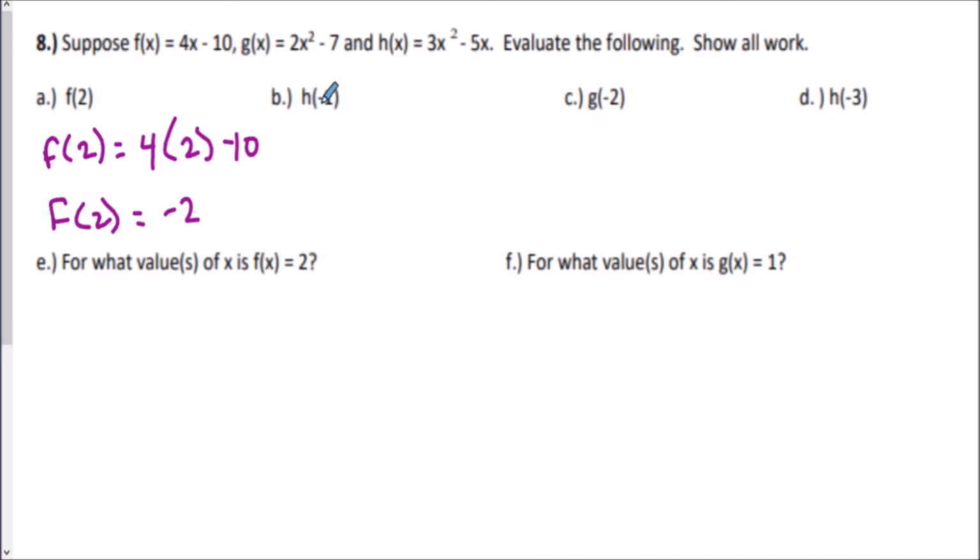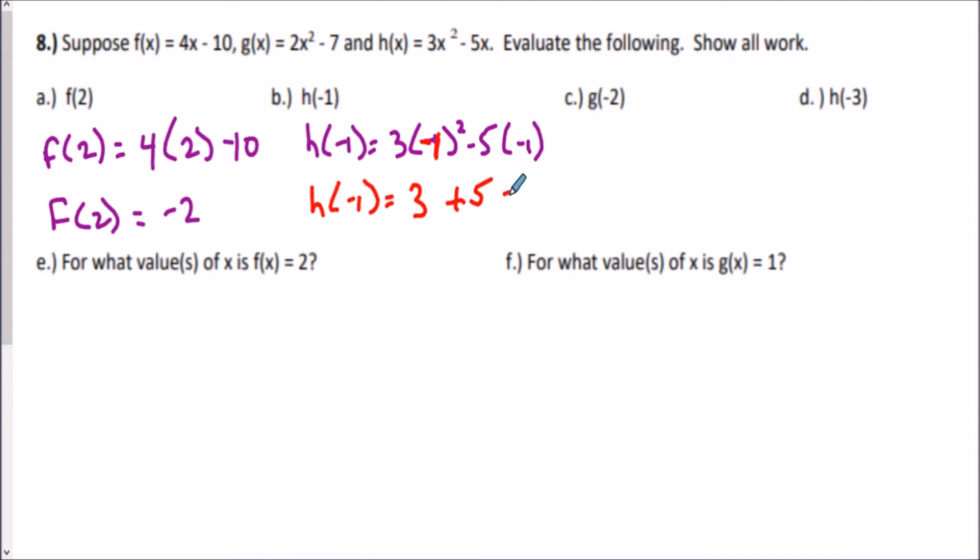Letter B is the same thing, except we're going to h. So h(-1) is equal to 3 times (-1)² minus 5 times -1. And here's where we have to be careful. With order of operations, I need to do (-1)² first, which is 1. 1 times 3 would be 3. Then I'm separately going to do -5 times -1, which is +5. So h(-1) is 3 plus 5, which is 8.